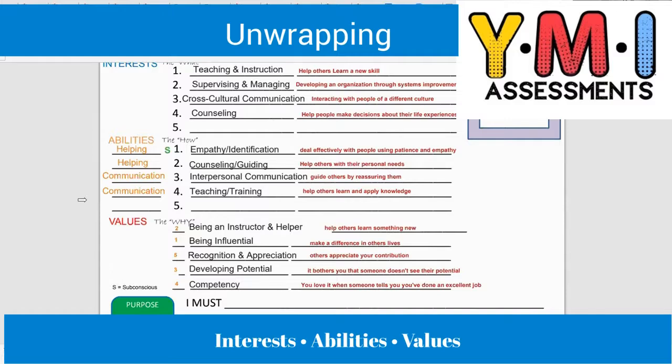Interests are the what about your ministry, your life. Your abilities are the how. This is your tool belt. So if I am going to be in the communication, counseling, teaching sort of realm, if that's my acreage, then what tools am I going to use? Well, you're going to use your ability to guide, you're going to use your empathy, you're going to use interpersonal communications, and you're going to be teaching and training them. And then finally, the last one is your values. This is your why. This is what compels you to get up and do it.